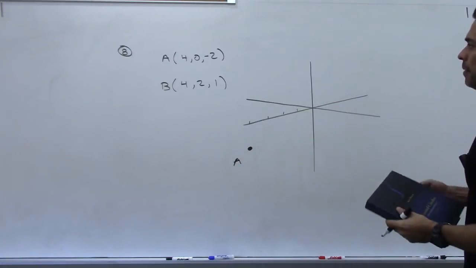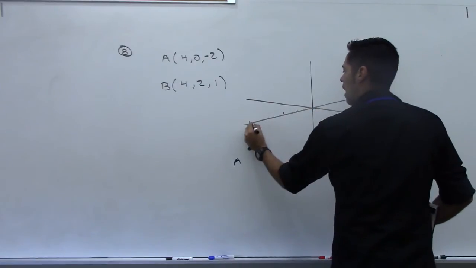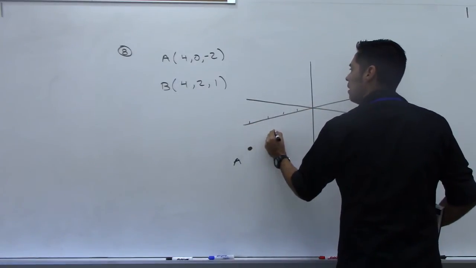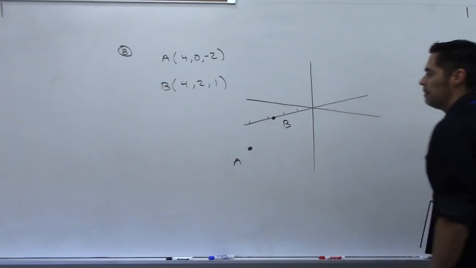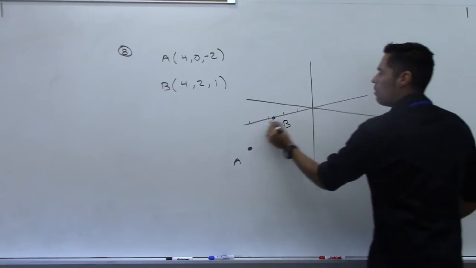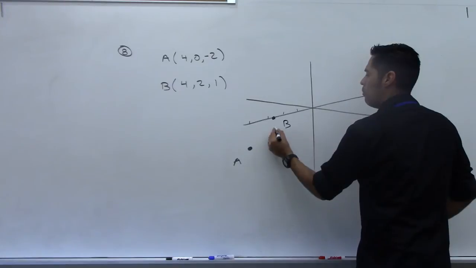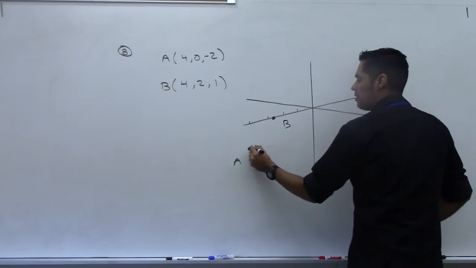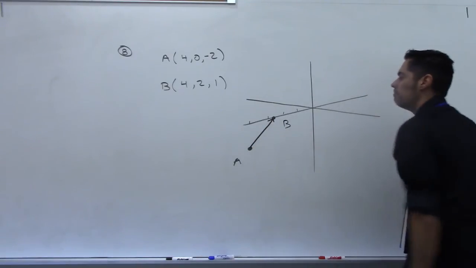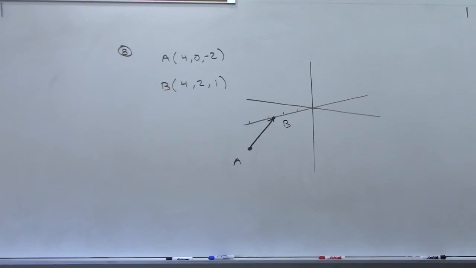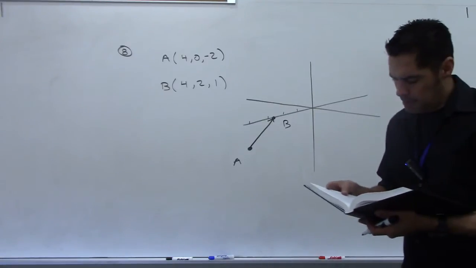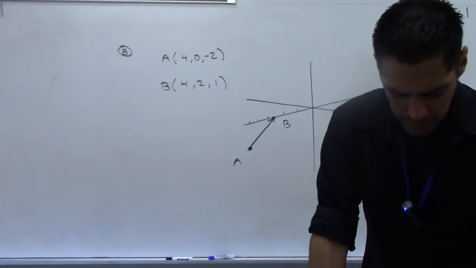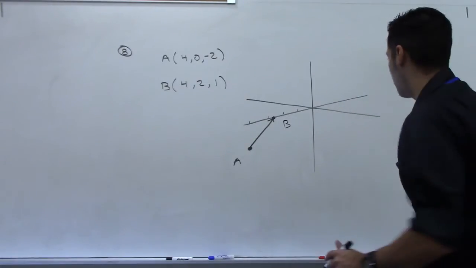And then B is 4, and then 2 to the right, up 1, which is here. It's B. So out 4, to the right 2, up 1. And then it's the vector from A to B, which is this. And, oh, you know what? I forgot on the last problem, darn it. It's okay. On the last problem, I'll do it real quick.